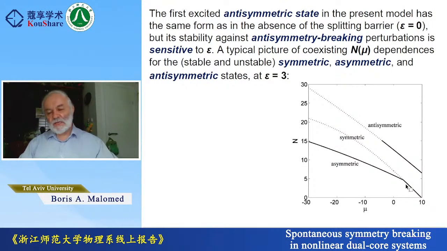Now, at this point, where the antisymmetric state becomes unstable, there is no bifurcation in the sense that here we saw that the unstable symmetric state was replaced by the newly appearing stable asymmetric one. Here we have simply the loss of stability of the antisymmetric state, but no additional, at least no visible additional, stable solution appears which would replace the unstable antisymmetric first excited state.